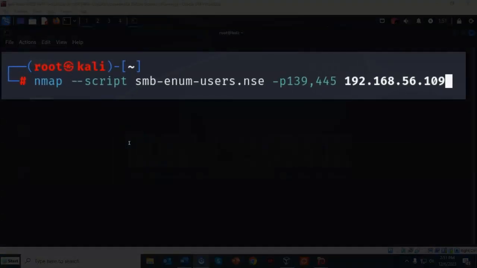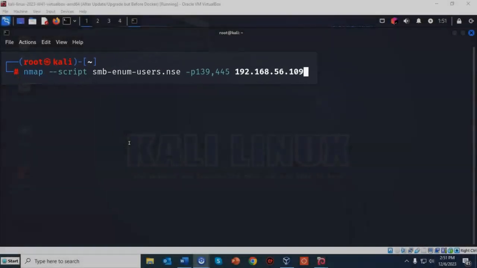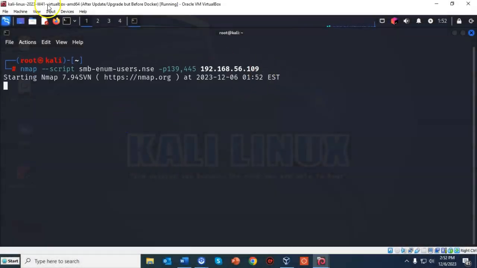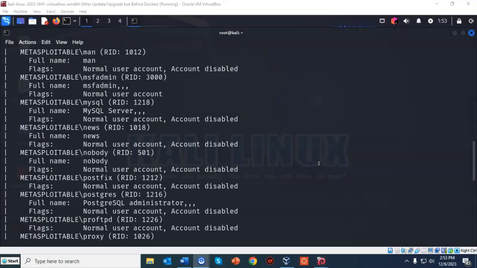So I'm going to run this Nmap script called smb-enum-users.nse, and I'm going to identify that I want the script to look at port 139, 445 and scan both ports at the same time, and then I follow that up with the IP address of my target. Hit enter. Nmap comes back and it presents to us all of the accounts that are currently able to use SMB, and we see that our default user msfadmin is one of those accounts, and that account is currently enabled.